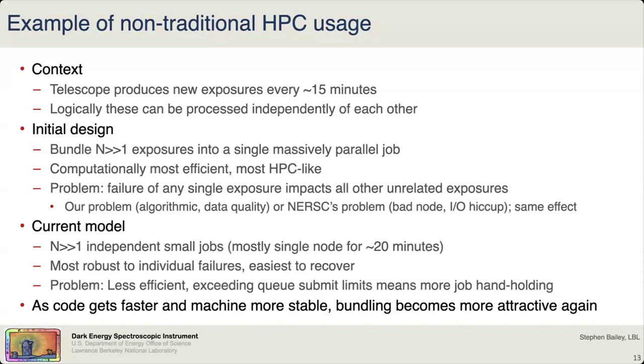So we ended up saying, okay, that's not working great for us. We switched into a model of having a very large number of independent small jobs processing all of these different pieces of sky, and then stuff at the end puts them together. These are typically single node jobs that run for around 20 minutes each. This makes it much more robust to individual failures, because a failure just takes down the one thing that it's actually impacting, not everybody else.